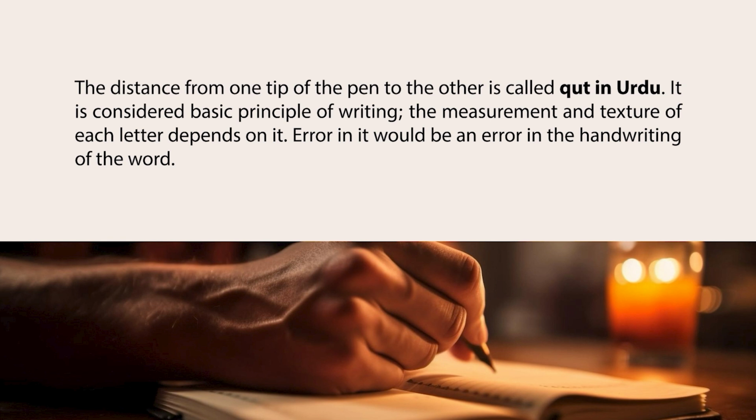This is the distance from one tip of the pen to the other. It is considered the basic principle of writing. The measurement and texture of each letter depends on it. An error in it would be an error in the handwriting of the word. If you make an error in kat, you will make an error in the word in terms of writing.